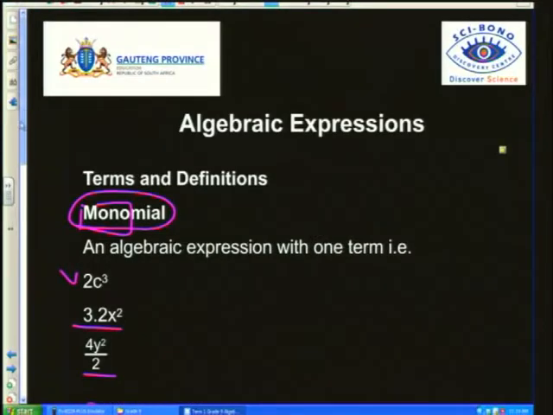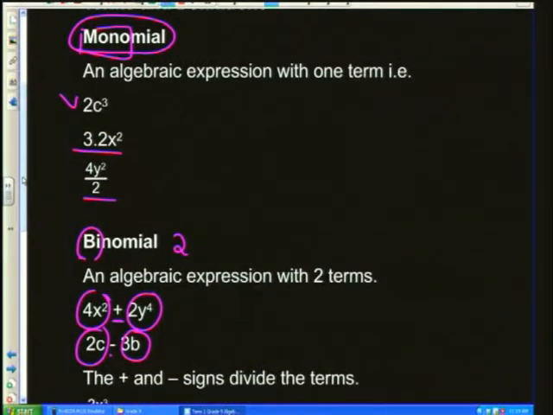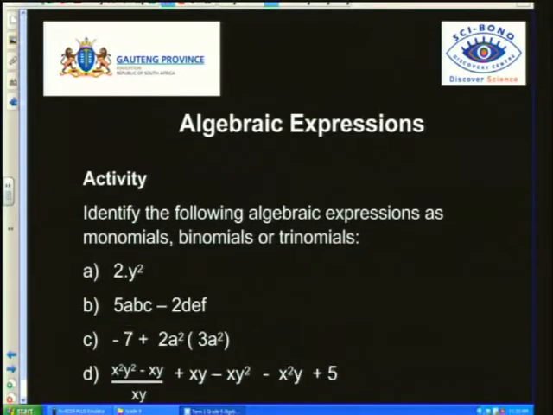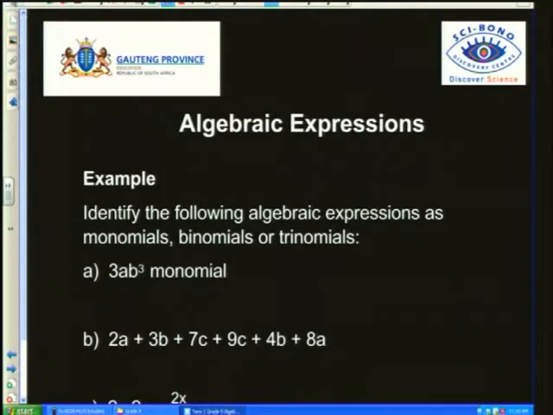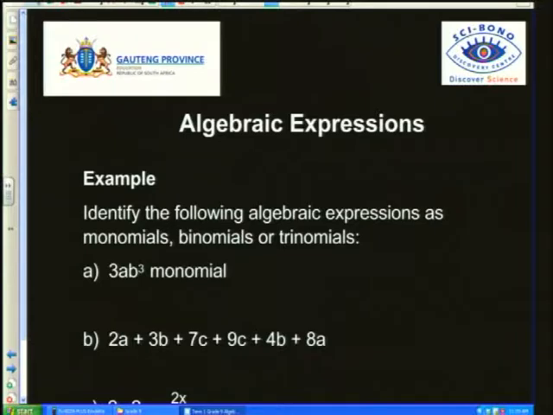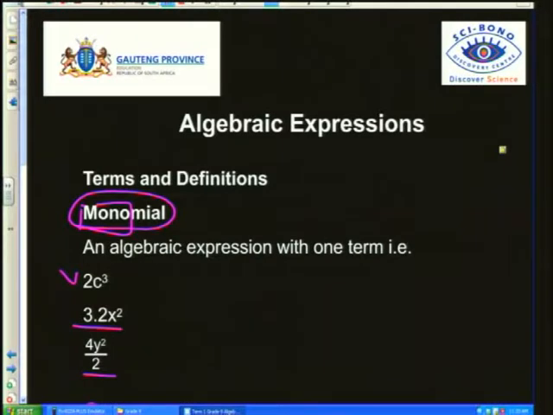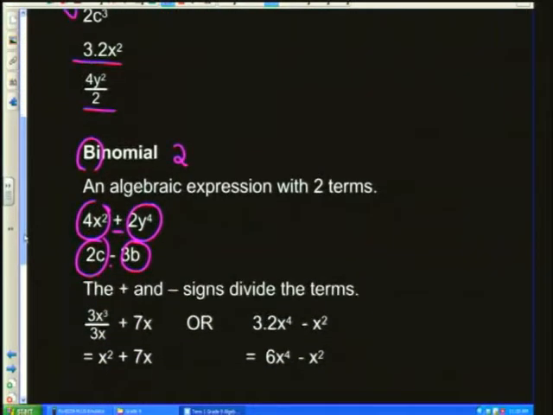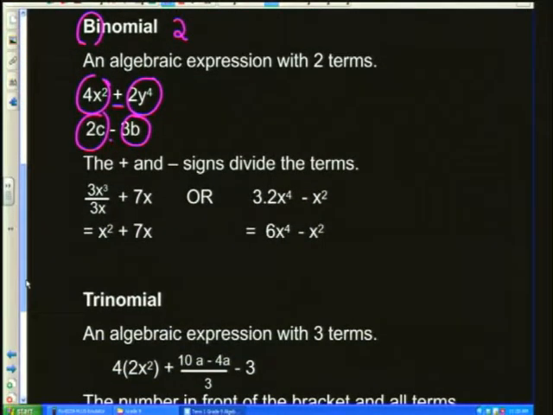Okay, I want you to compare that to that. Look at that. 3 times 2x squared. 4y squared divided by 2. And we said it is 1. Okay, now we have a plus there, we have a minus, it's separating the terms into 1, 2 terms, 1, 2 terms. The plus and negative signs divide the terms.